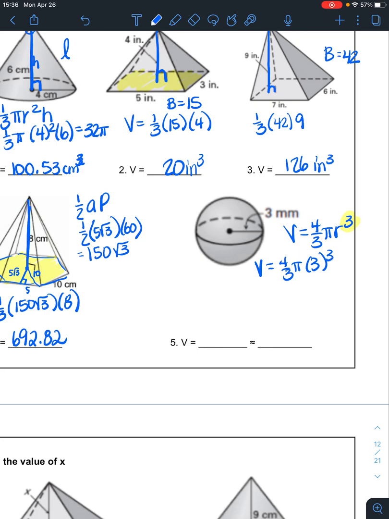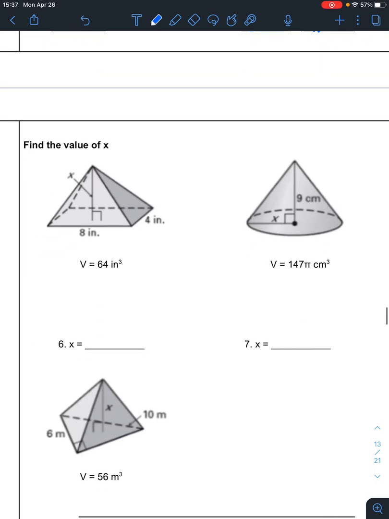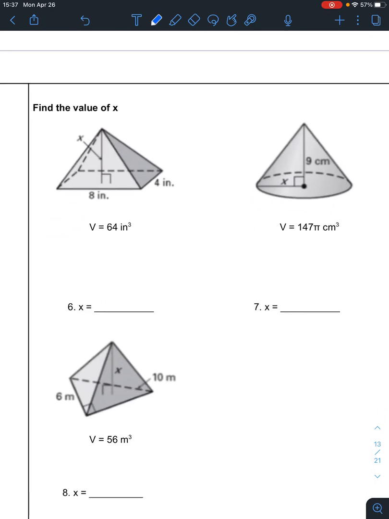Now, your calculator can handle it. Most of you know how to put in a fraction, but you can also do 4 divided by 3 times pi times 3 cubed. To get that cubed, you can use that little caret key. That's one way to do it. There's also a cubed option on your math menu. You would get 36 pi, or approximately 113.10 to the nearest hundredth, 2 decimal places. And that would be millimeters cubed. Don't forget that cubed, it's so important. Okay, so let's look at some where we're working backwards. So we have our volume.